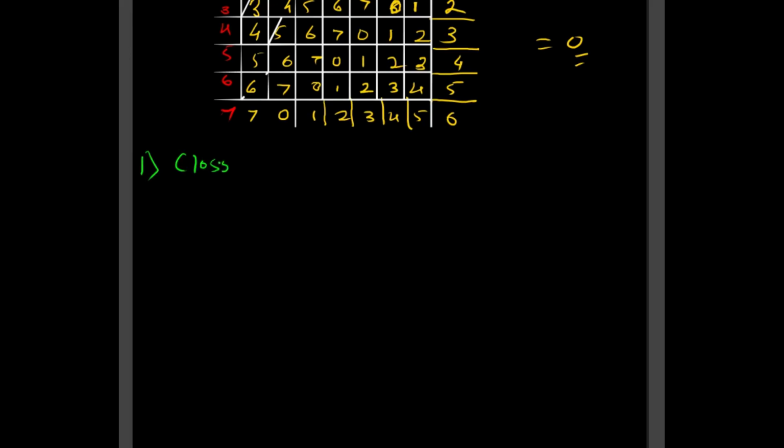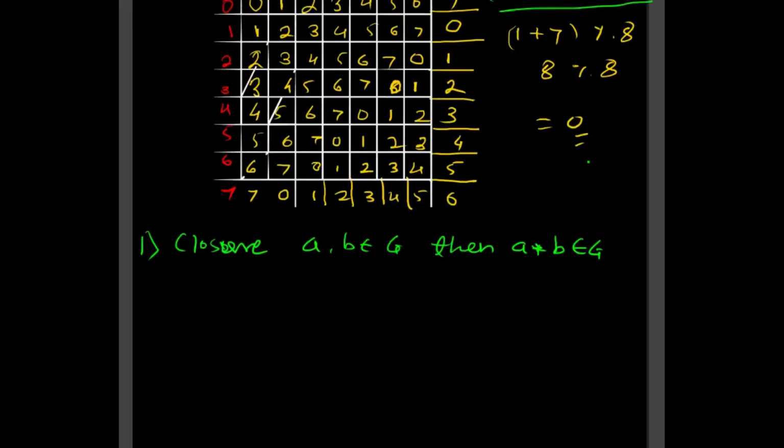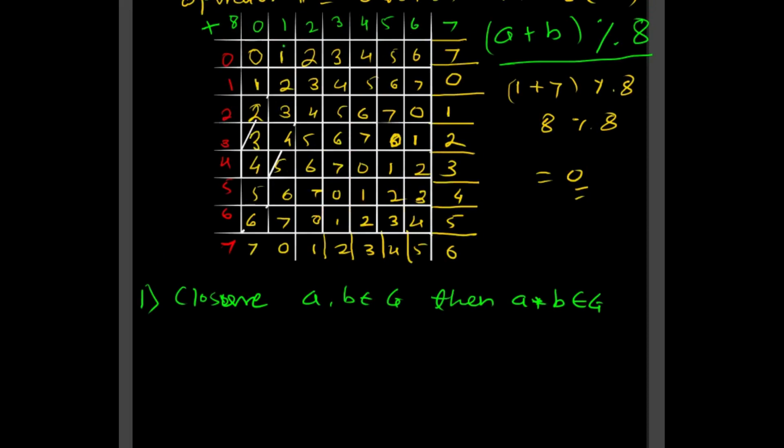So what does closure say? Closure says that if A, B belongs to G, then A star B should also belong to G. Now, if you observe the results in the matrix, these are all the possible pairs of A, B. We have performed this operation and we have got these as the result.